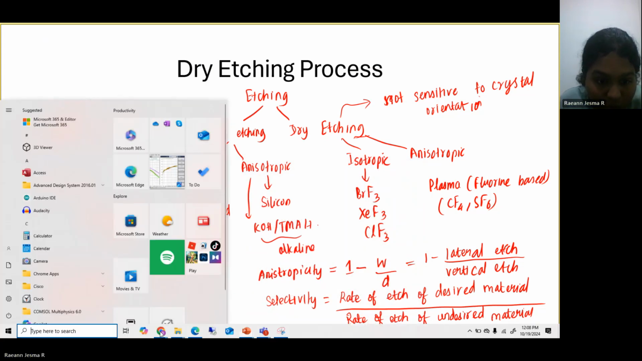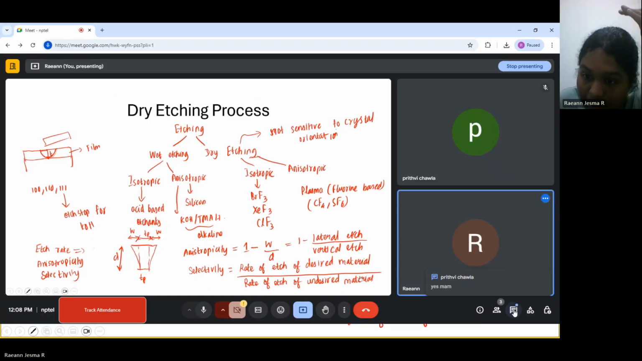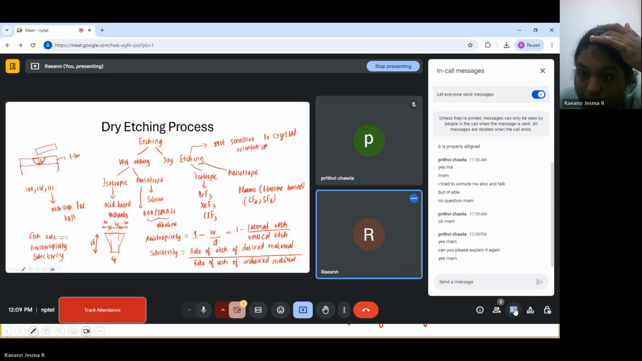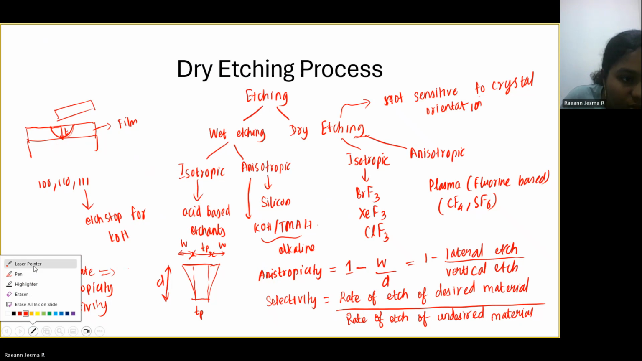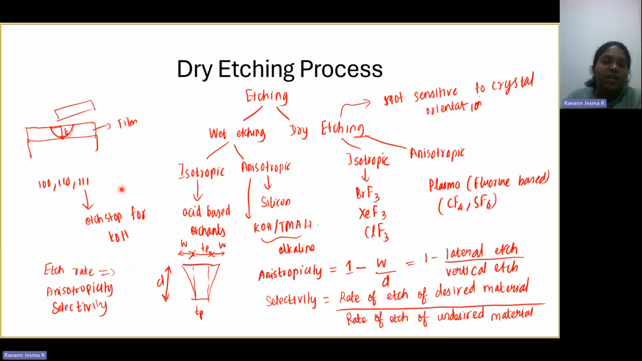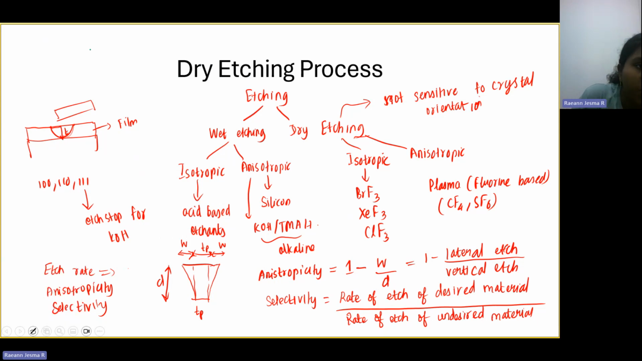So when you are etching, there are two different kinds of profile. One is an isotropic etch profile, and the other is an anisotropic etch profile. If it is isotropic, your vertical etch rate and your lateral etch rate will be the same. So if your vertical etch depth is D and lateral etch is W, then they will be the same. Your profile will be like this. So it will have equal etch in all the directions. This is isotropic.